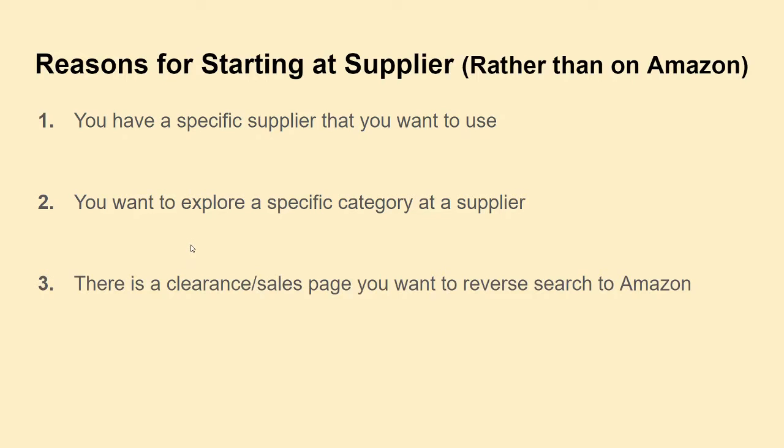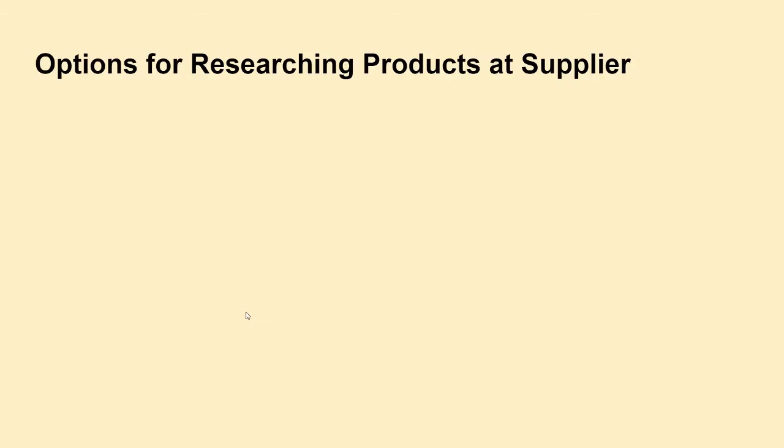Number three, there might be a clearance or a sales page that you want to reverse search those products back onto Amazon. So there might be a sale going on at a supplier, and you want to see if those same products that are currently on sale sell on Amazon, right? So you might want to do that reverse search. So these are some reasons for starting at the supplier. Now, what are the options for researching products at the supplier? That's the other thing we're going to look at.